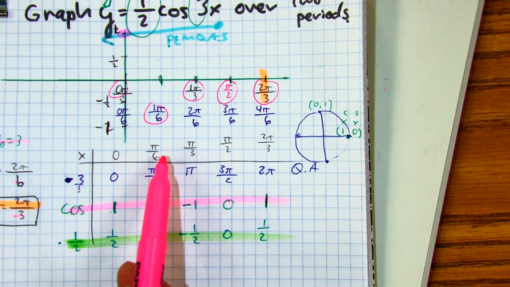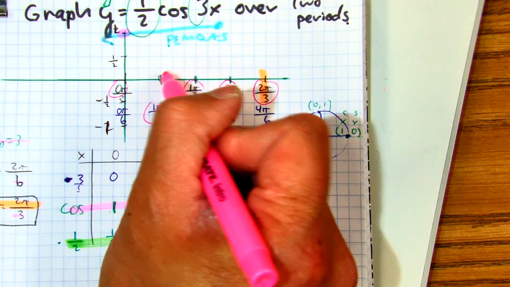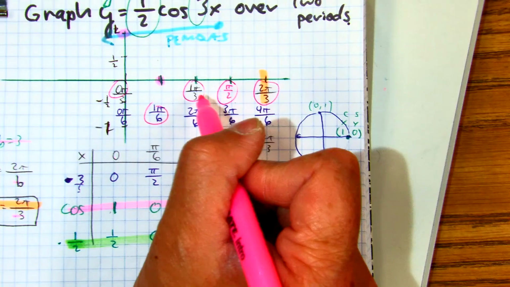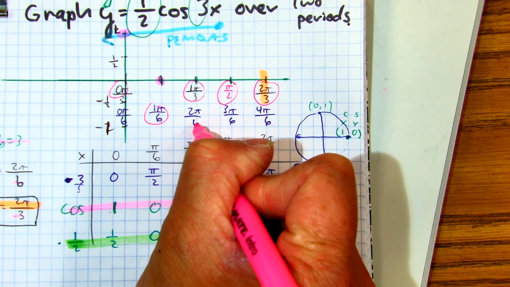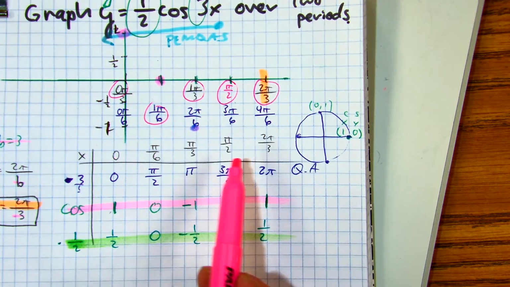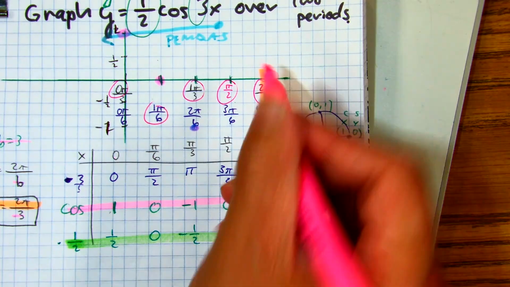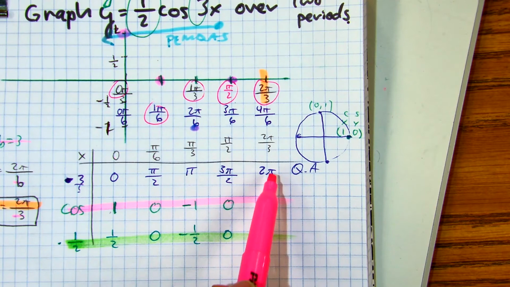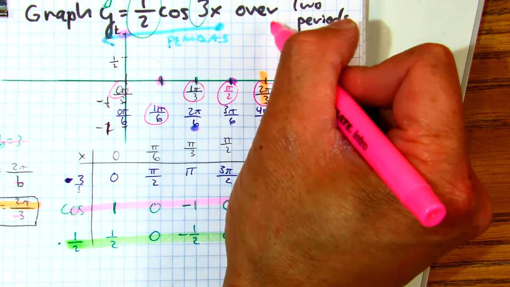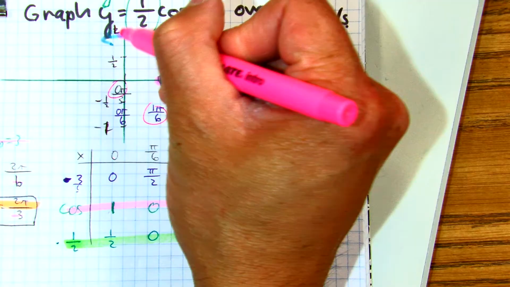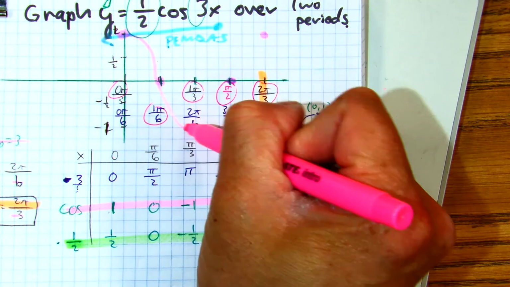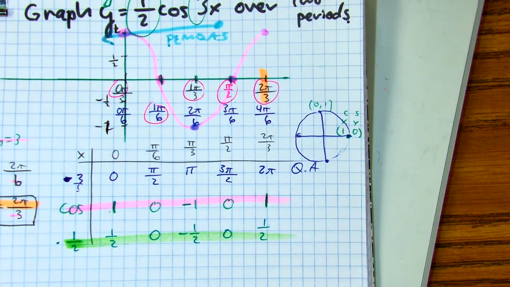Pi over 6, 0. That's the next intercept. Pi over 3, -1. That is a minimum. Pi over 2, 0, which is an x-intercept, and pi over 2, 1. That is the graph of cosine 3x.